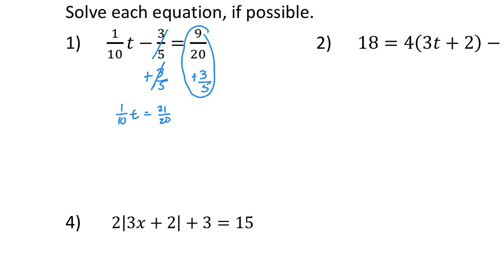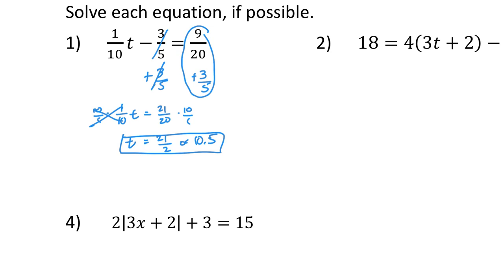My next step is to get rid of this 1/10 out in front of the t. I could either divide by 1/10, or I could multiply by the reciprocal. Do the same thing on this side. Here, those are inverses, they cancel each other out. I'm left with my variable t, and over here 21/20 times 10/1 becomes just 21/2, or 10.5. Okay, so that's one scenario.